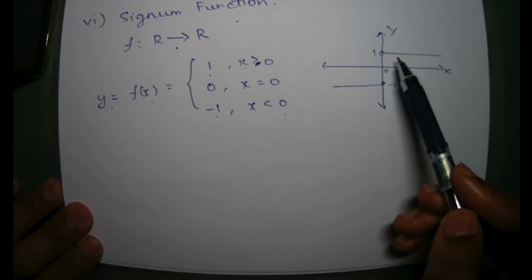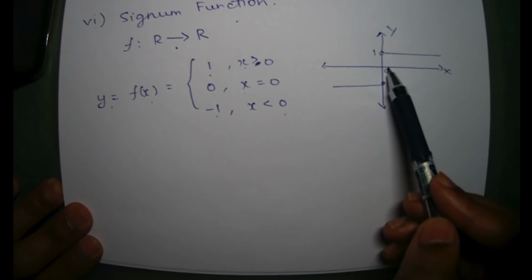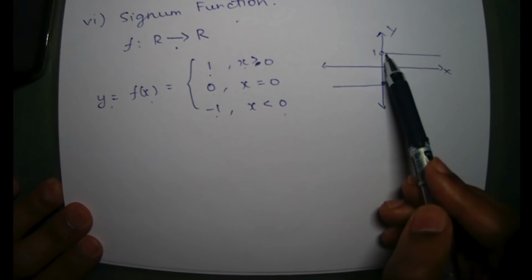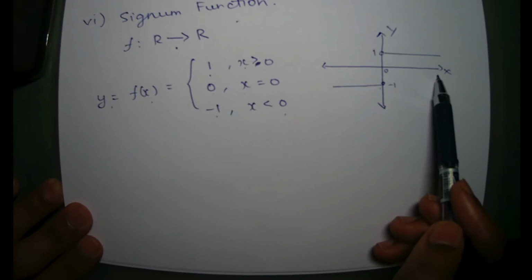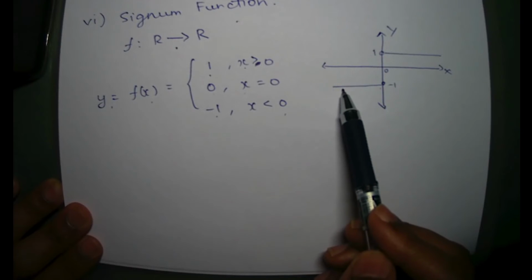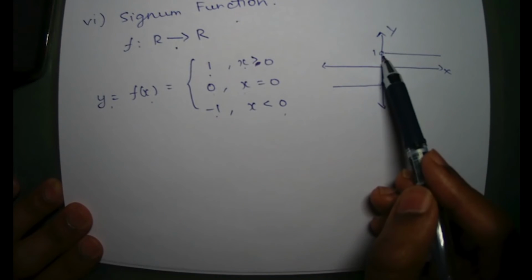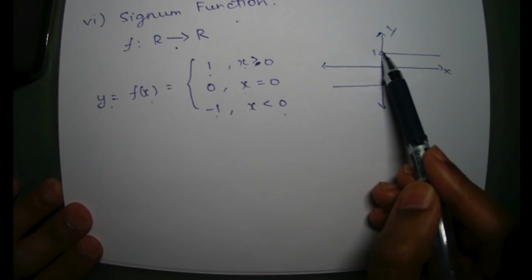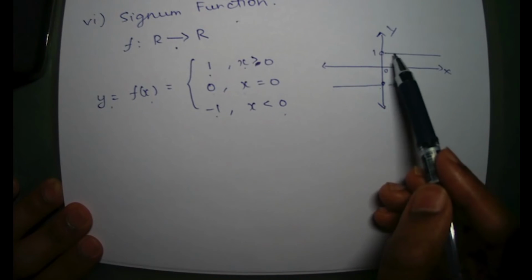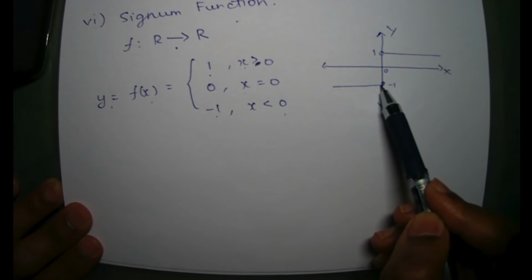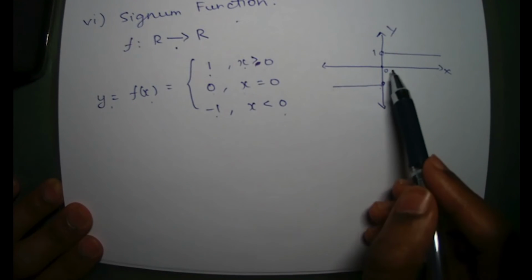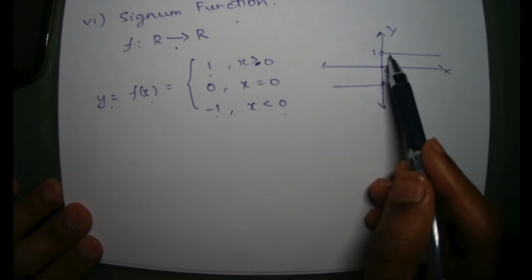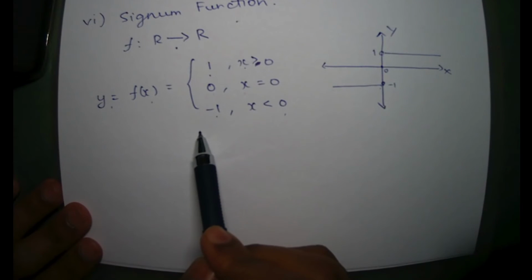So in this graph, we see that for all values of x greater than 0, y takes the value of 1. For all values of x less than 0, y is equal to minus 1. So we have two circles here showing that this line considers all the values of x apart from 0. Similarly here, and when x is equal to 0, we see that the value y takes is 0. This is the signum function.